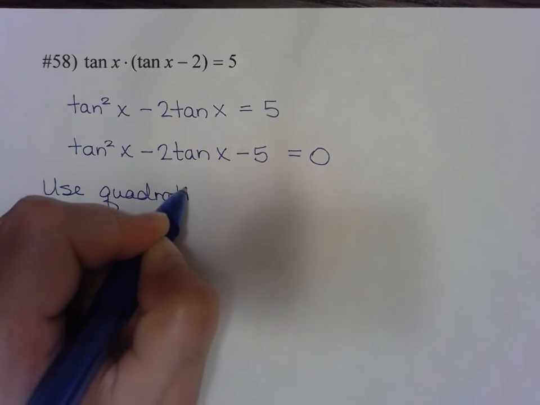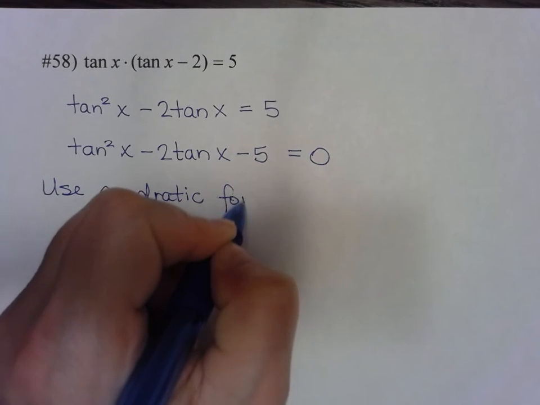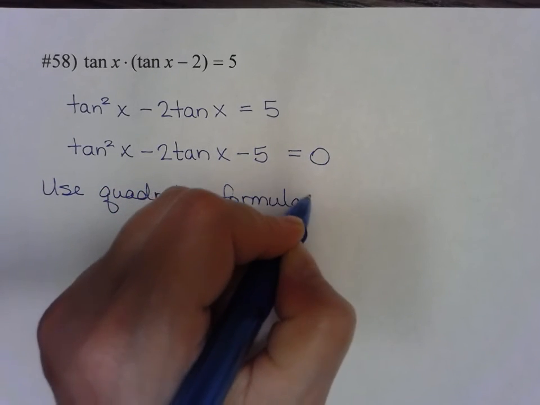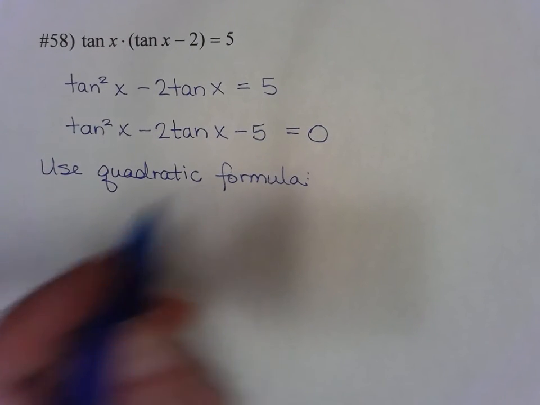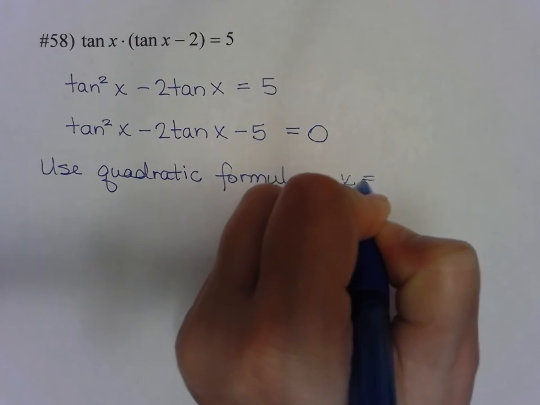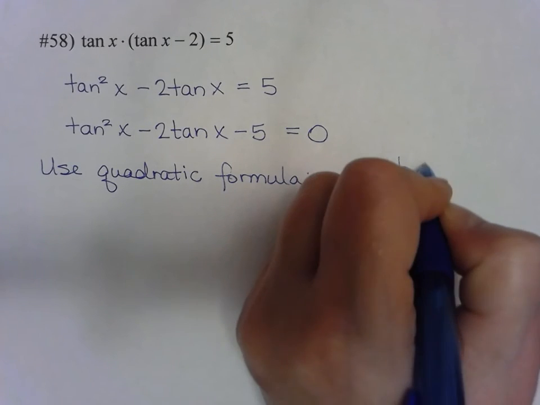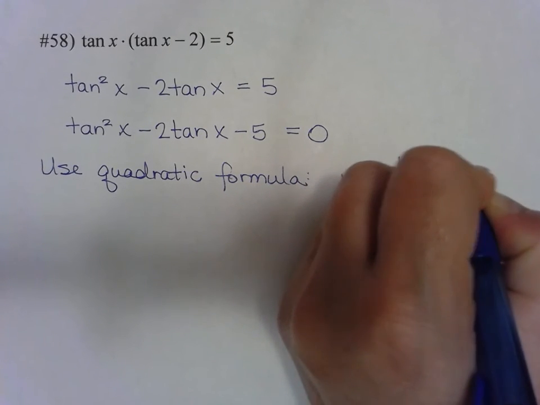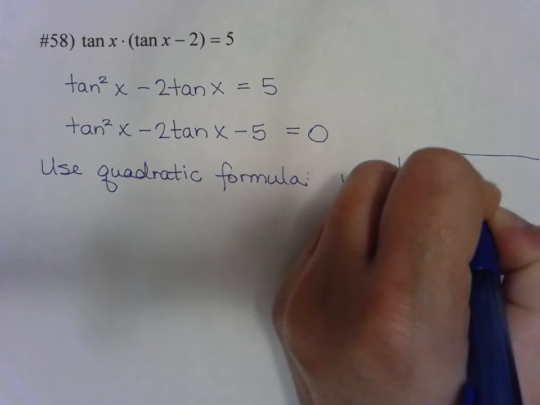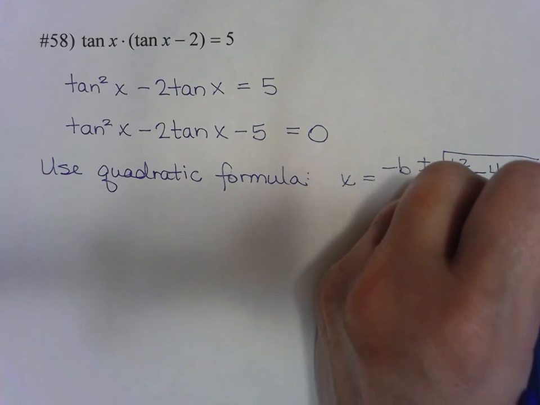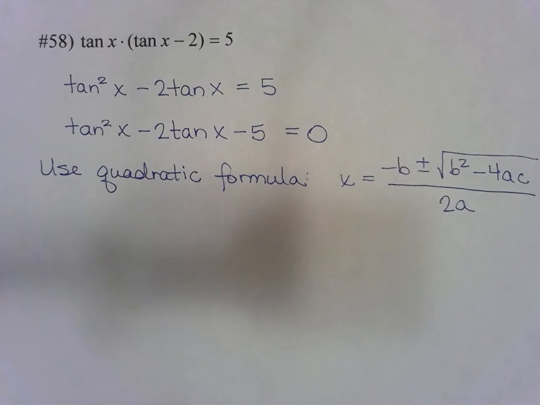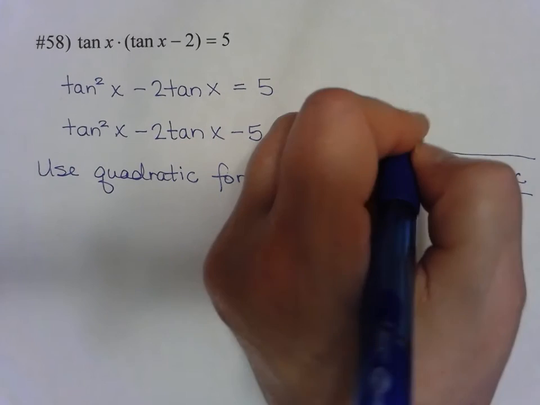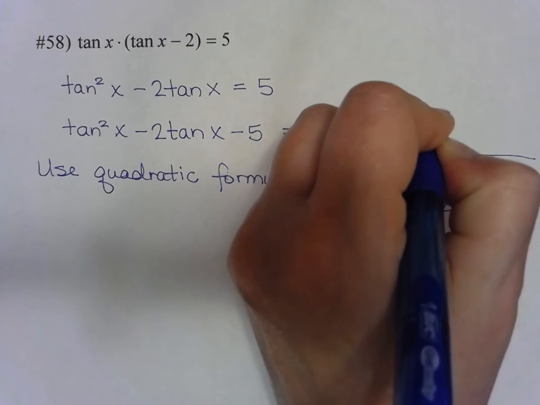I wanted to show you at least one of these. Okay, so hopefully you have the quadratic formula memorized. It looks like x equals negative b plus or minus the square root of b squared minus 4ac all over 2a. And this is something that solves an equation that's in this format.